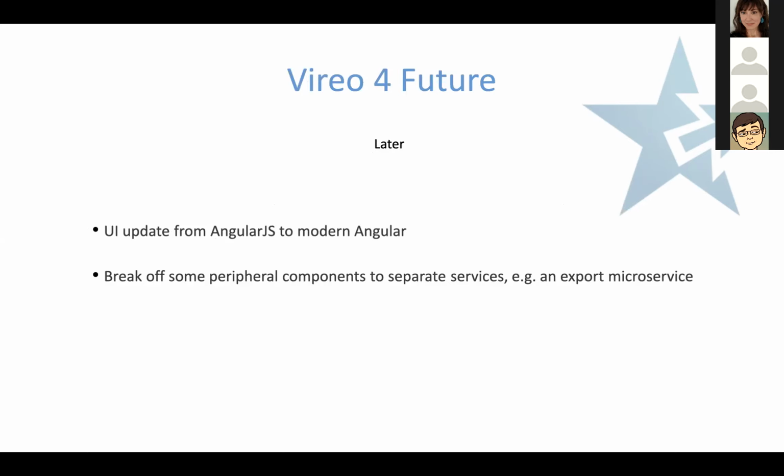So other things for later down the road: Vireo currently uses AngularJS. There's a more modern version of Angular, and it's a watershed difference from AngularJS, and it gives a lot more flexibility. You can provide good separation between the REST API and the user interface. So these are some things that the user may or may not notice. The developers certainly will notice. Hopefully it will translate into a better experience for the user. Of course, that's the ultimate goal.